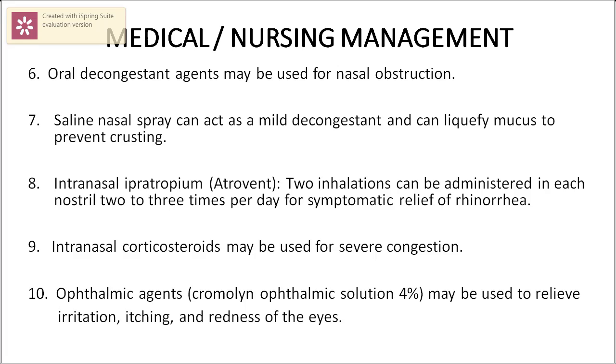Intranasal corticosteroids may be useful for severe congestion. If the patient has severe congestion, you might have to administer prescribed intranasal corticosteroid. Then you might also have to administer prescribed ophthalmic agents like cromolyn ophthalmic solution 4%. This can be used to relieve irritation, itching, and redness of the eyes of that patient. If the patient presents with those symptoms, you might have to consider administering prescribed ophthalmic agent like cromolyn ophthalmic solution 4%.